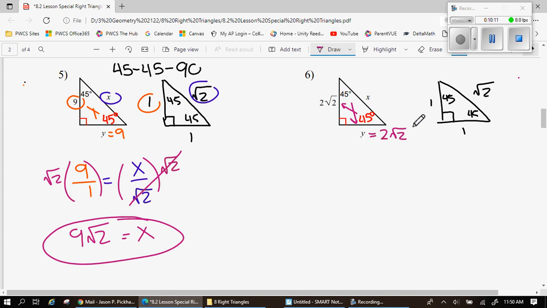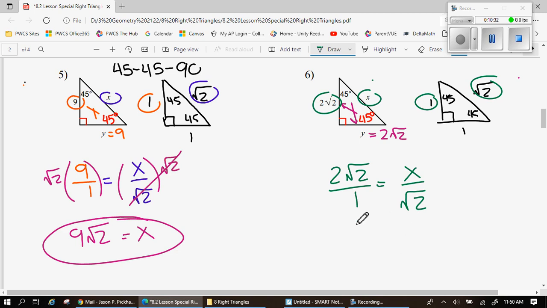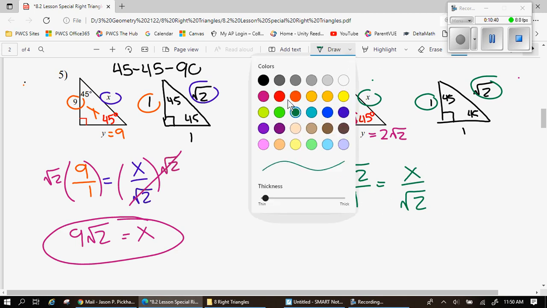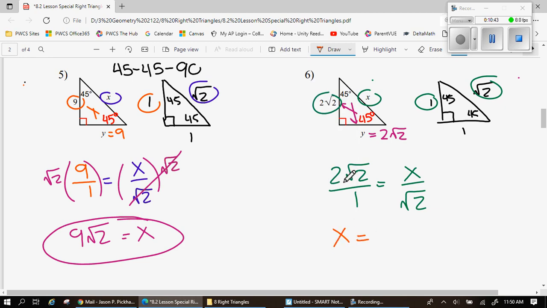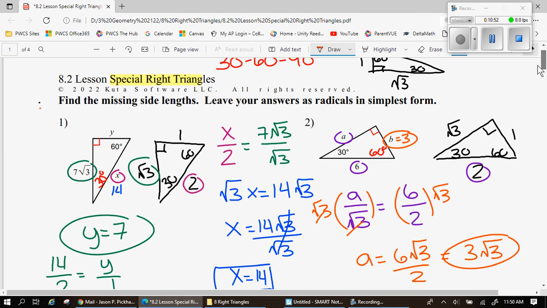To get x, I could set up a proportion. The more you do this, the quicker you can get at it. And of course, the better you'll get at it. But I'm going to do 2 root 2 over 1. And I'm going to do x over root 2. I can cross multiply, or I can multiply both sides by root 2, whichever way you want to do it. X times 1 is just going to be x anyways. I get 2 root 2 times root 2.